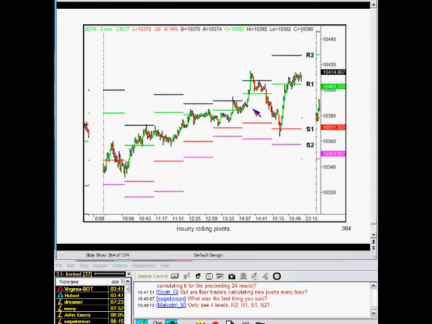So here's another example of hourly rollers. You can see how good or how bad they did work. They are fairly accurate. I do use them a lot on choppy days. They work really good on sideways days. Okay.